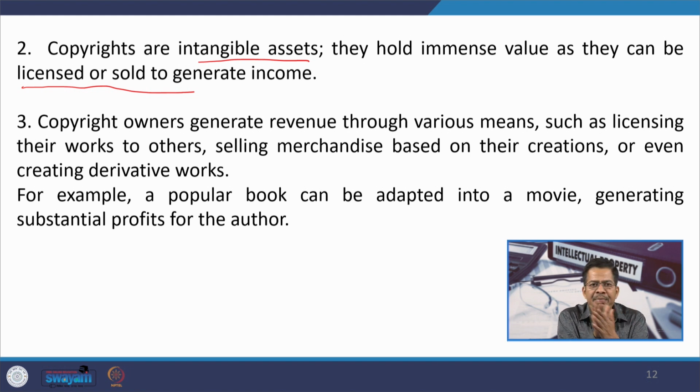People write so many books over their life, people write so many songs, dramas and stories. How to generate income from your copyright, that is the point of copyright strategies. And in this case, there are different types of challenges also.